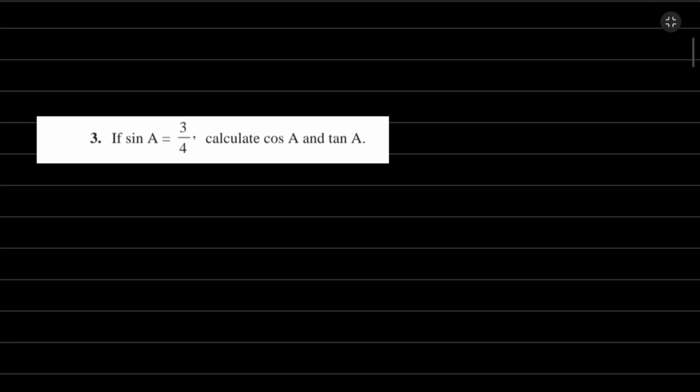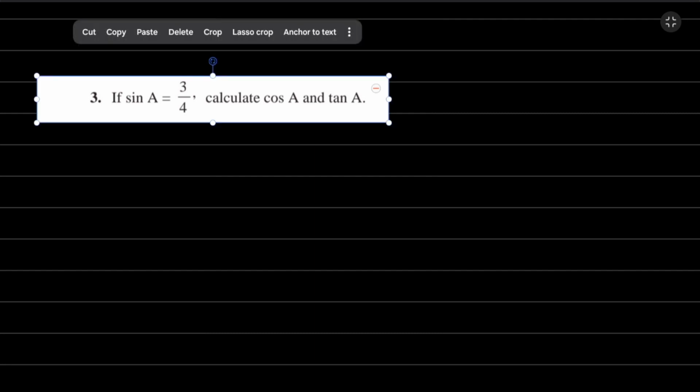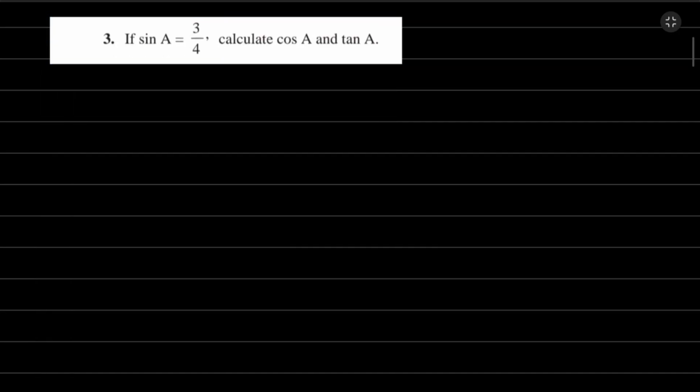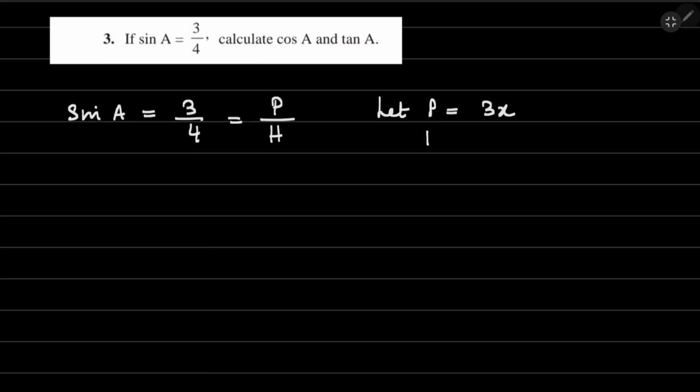Let's move on to the third question. If sine A is equal to 3 by 4, calculate cos A and tan A. So what you are given is sine A is nothing but 3 by 4. So sine, the ratio is nothing but P by H. Okay. So let our perpendicular be 3x and let our hypotenuse be 4x.